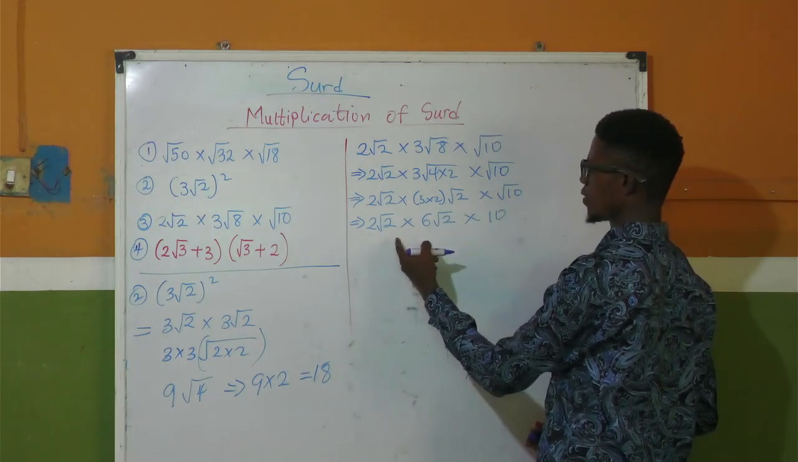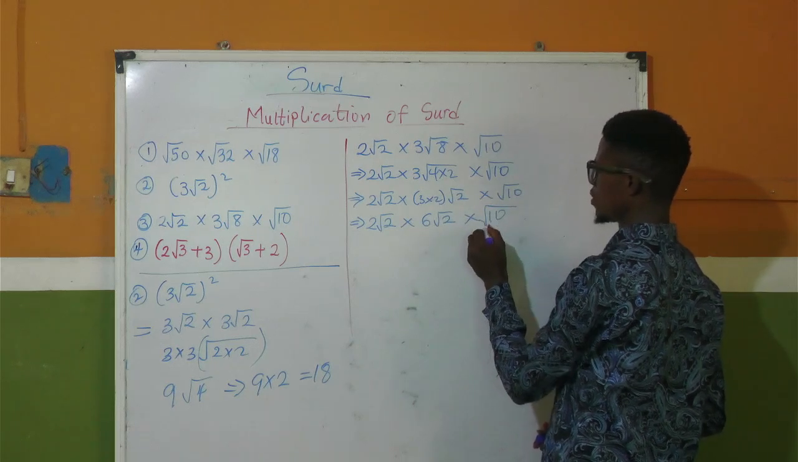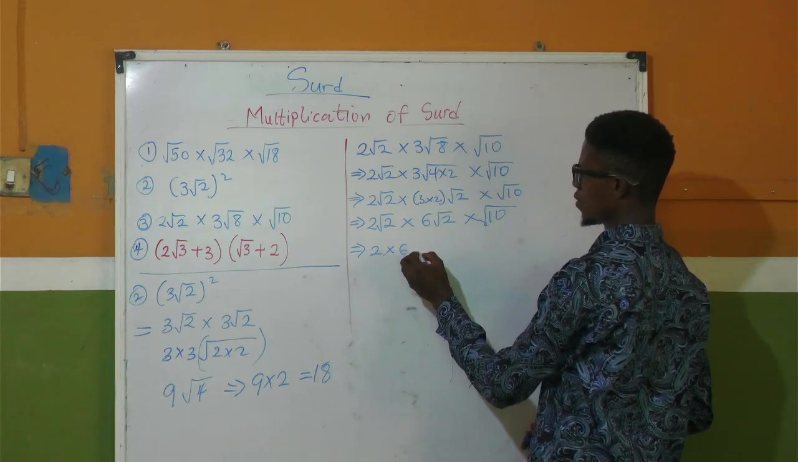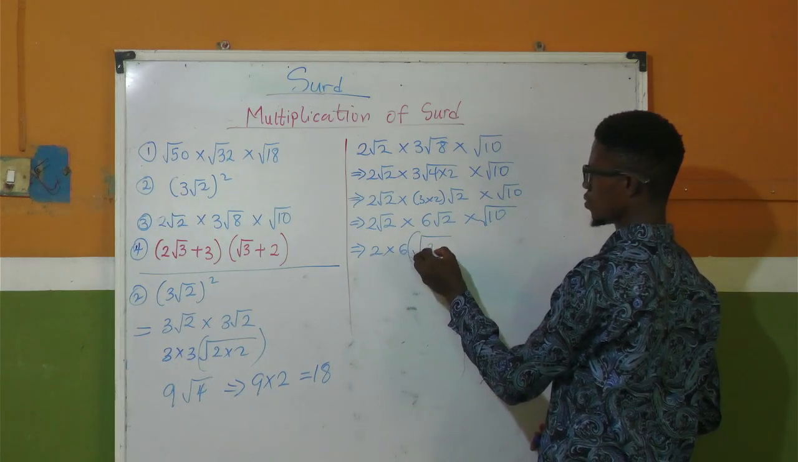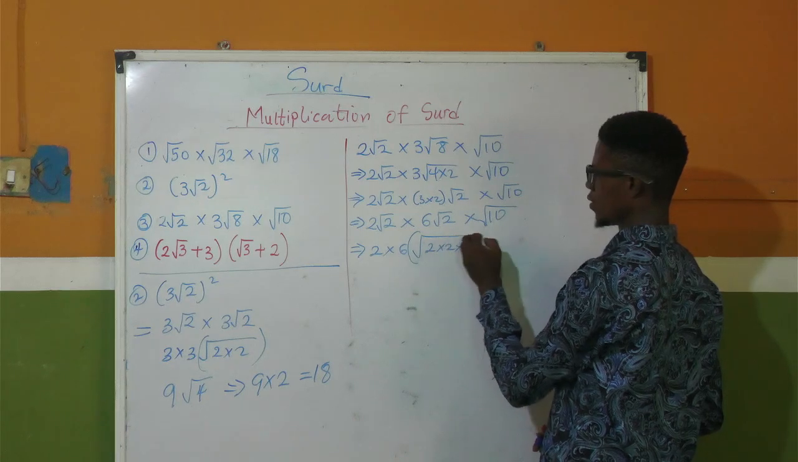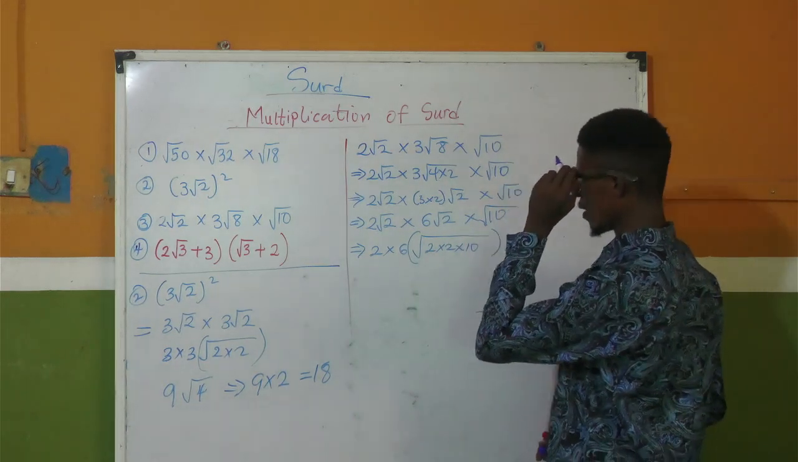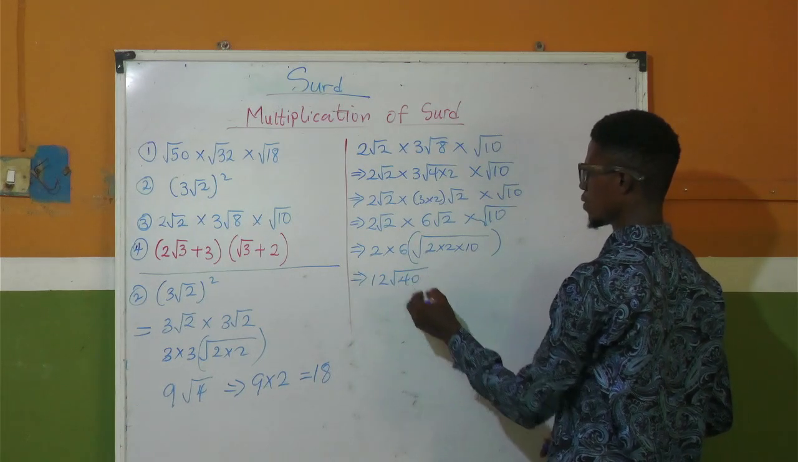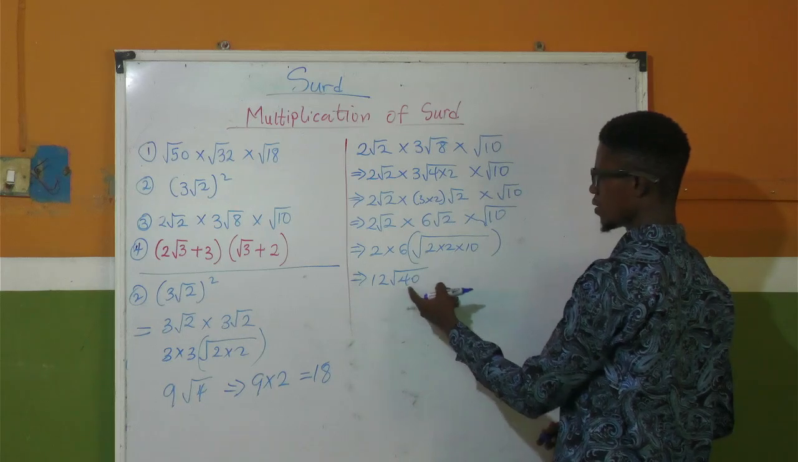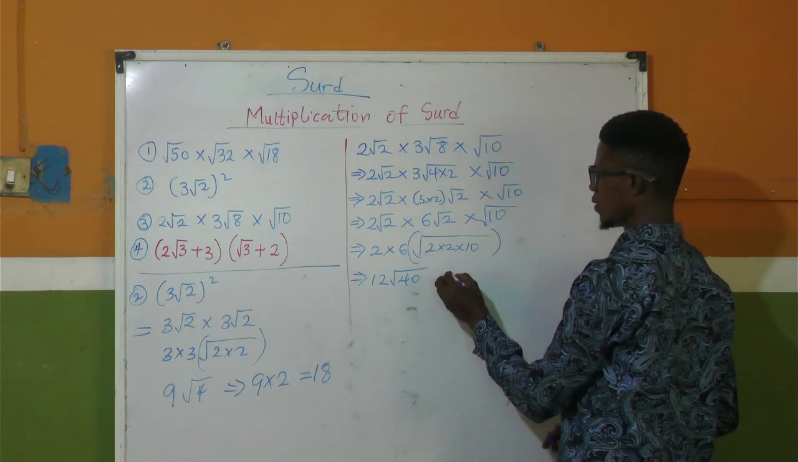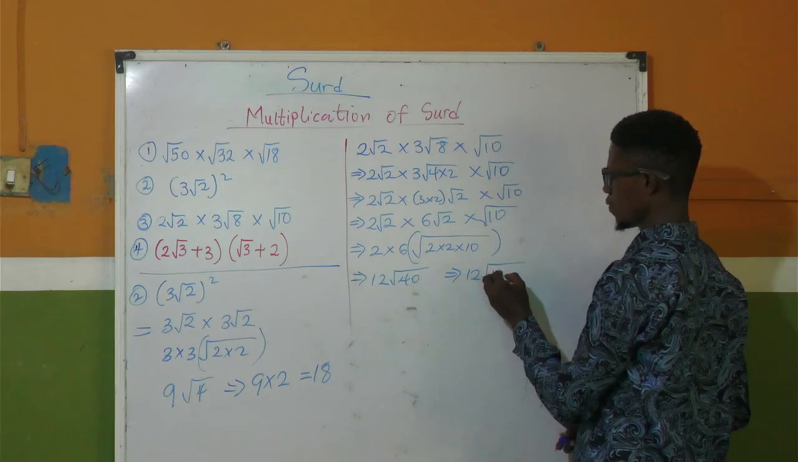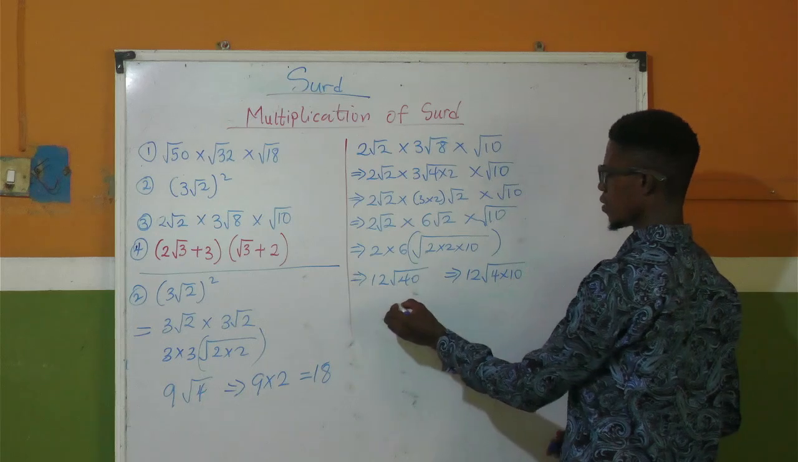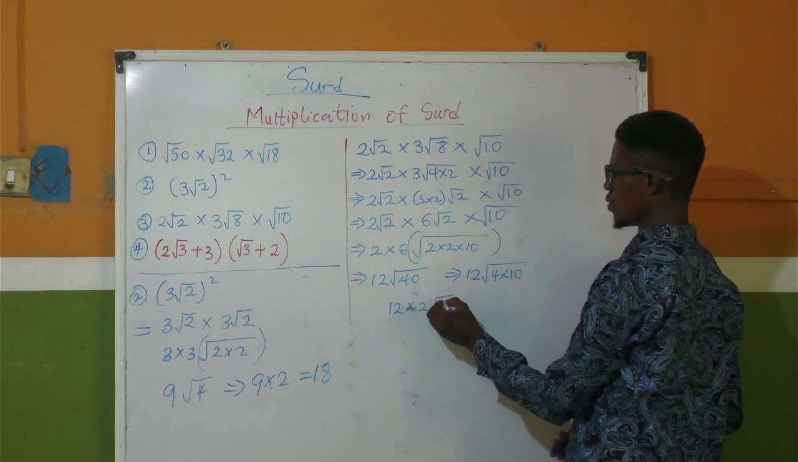So like we said, we multiply the values outside and write the ones inside together. So we are going to have 2 times 6 multiplied by root 2 times 2 times 10. Right? So what we end up with here is root 40. But this expression can still be simplified as 12 into root 4 times 10. So root 4 can still be simplified, that will become 2, right? So it becomes 12 times 2 root 10.